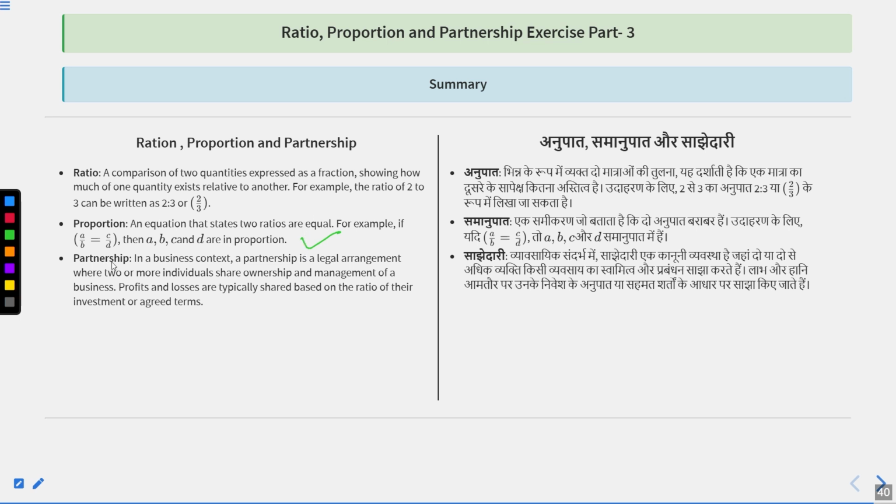Now what is partnership? In a business context, a partnership is a legal arrangement where two or more individuals share ownership and management of the business. Profit and losses are typically shared based on the ratio of their investment or agreed terms.